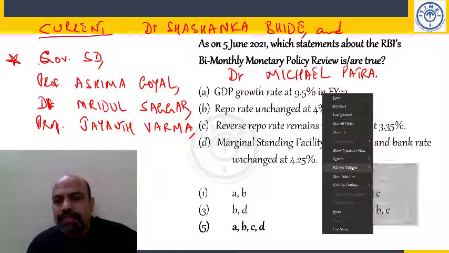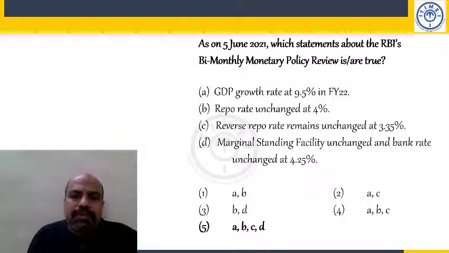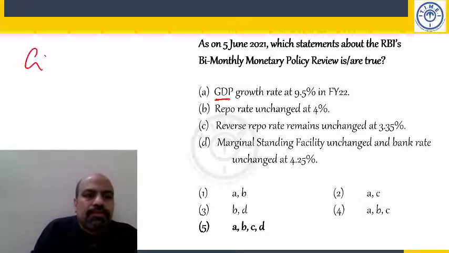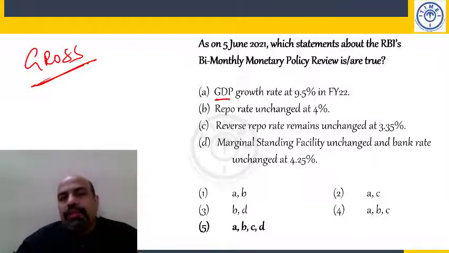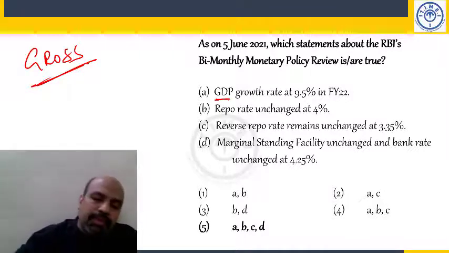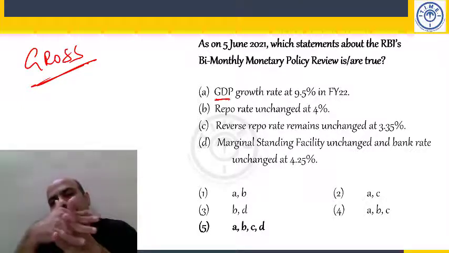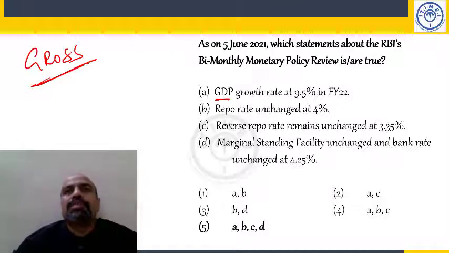Next, let's go to the basic definitions for each of these. So write GDP growth rate. GDP, gross domestic product. This is gross, not gross. Gross domestic product: the total money value of all goods and services produced in one country in 1 year.